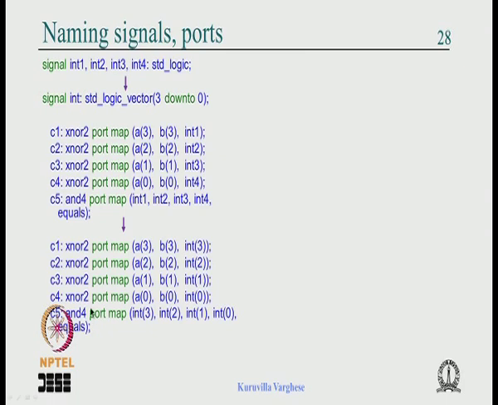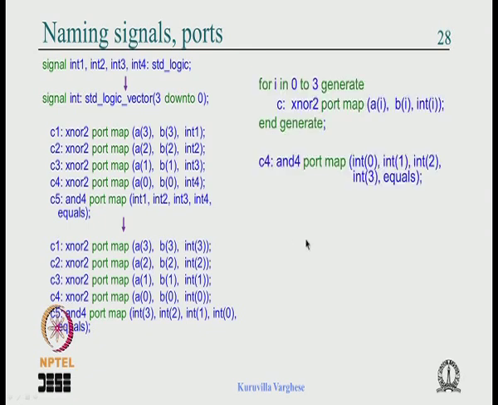Now you see here this comes neatly, you have 3, 3, 3, 2, 2, 2. So for these 4 statements you can write a loop called a generate loop. That is shown here: for I in 0 to 3 generate, C XOR port map A of I, B of I, int of I.